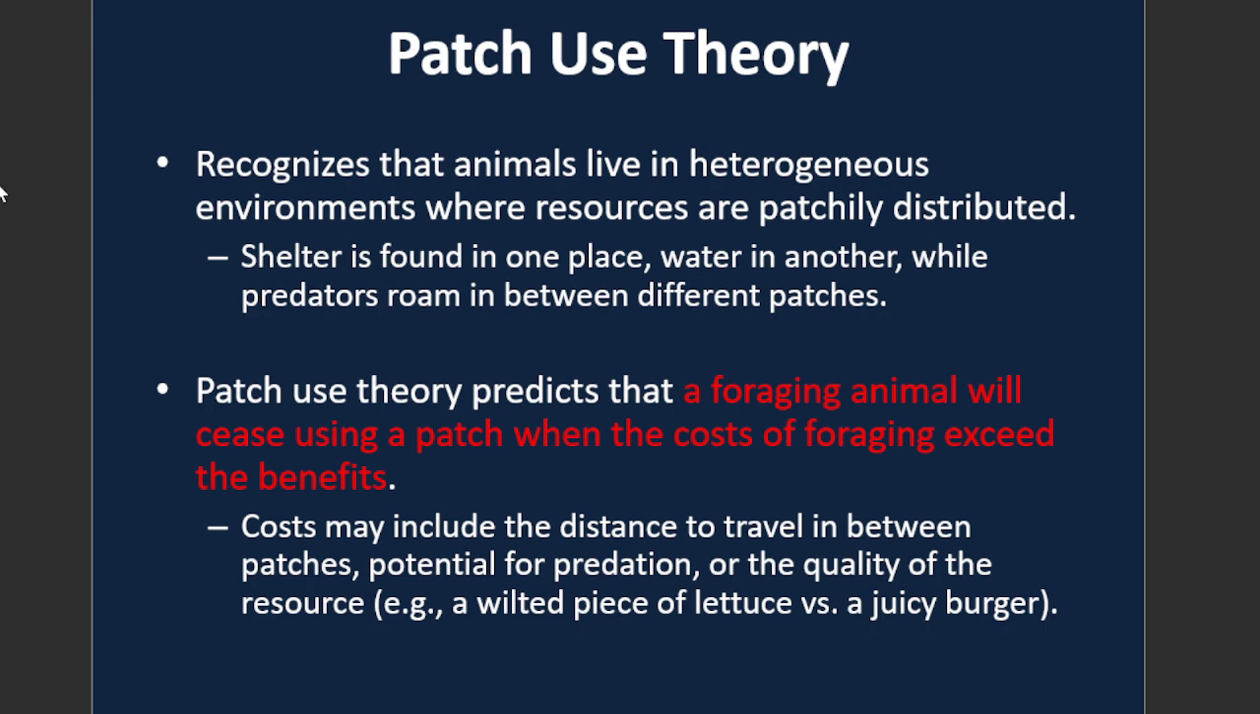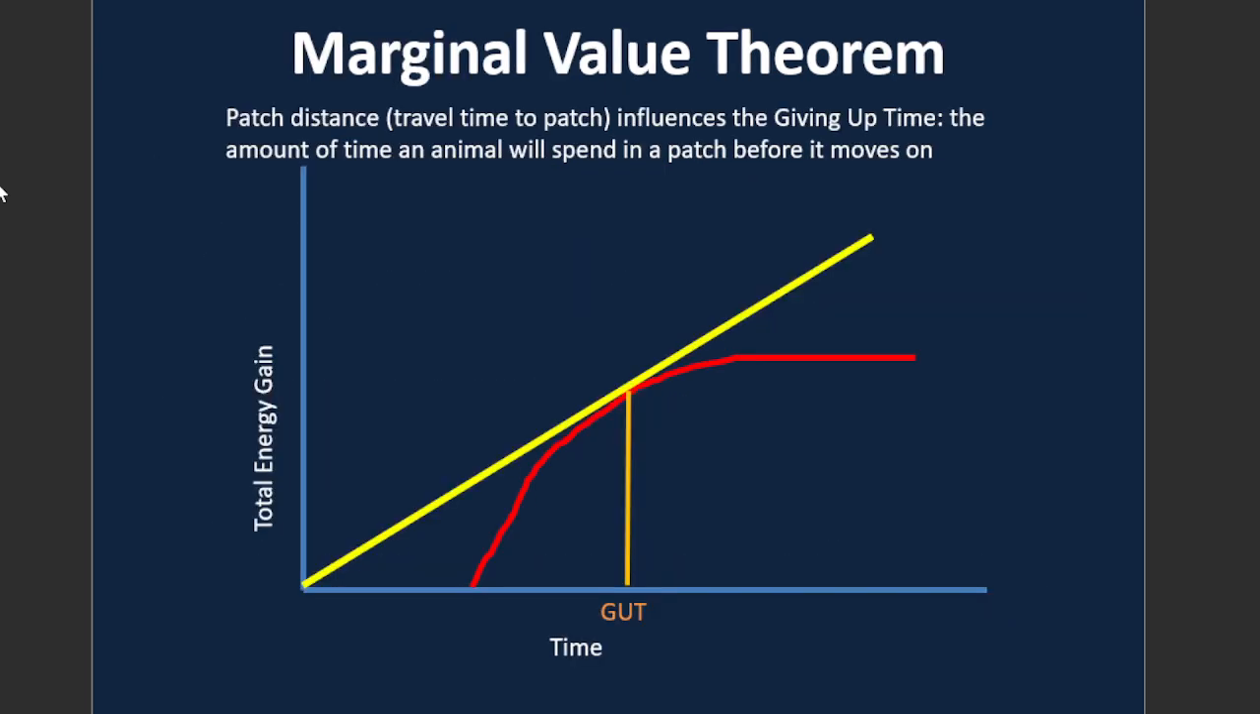And then we go into the patch use theory. The patch use theory says that animals live in heterogeneous environments where resources are patchily distributed. So shelter is found in one place, water is found in another, and predators roam from different patches. The patch use theory predicts that a foraging animal will cease using a patch when the cost of foraging exceeds the benefits. So the costs may include the distance traveled in between the patches, the potential of predation, or the quality or quantity of the resources.